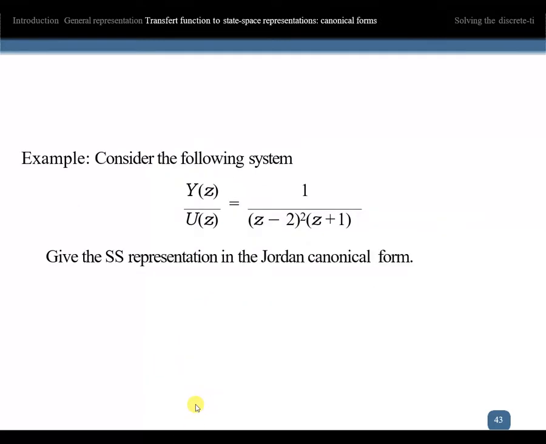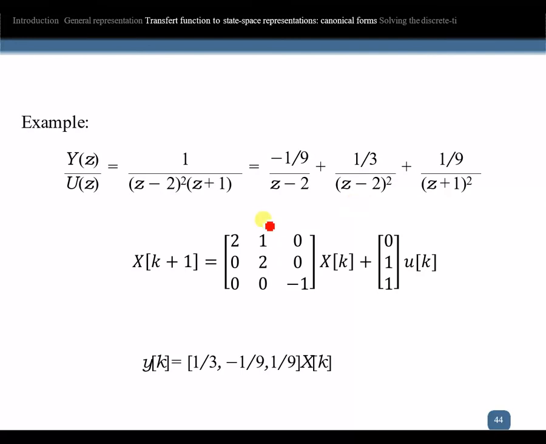With one example, we solve this problem. Here, the pole at z equal to 2 is repeated, and you have one pole at minus 1. The canonical form will have two poles P1, and another one is P1 that's repeating, and another pole becomes the diagonal. The output becomes the numerators of the transfer function.